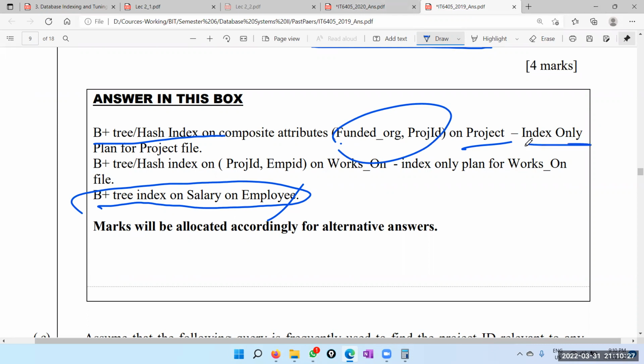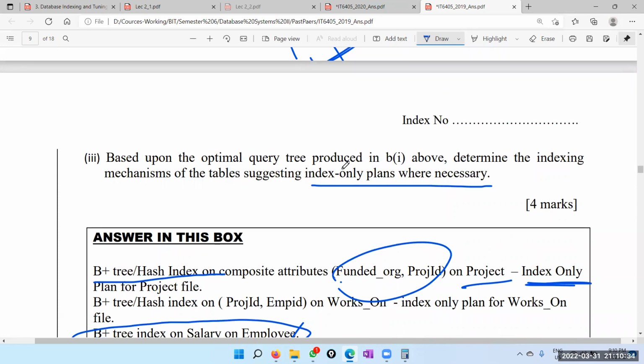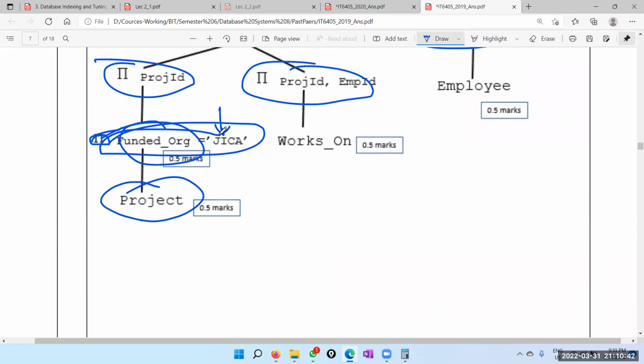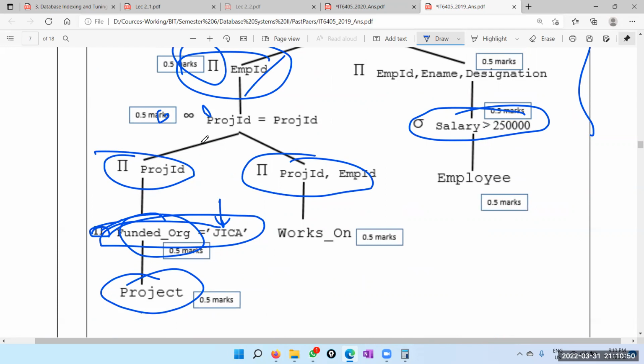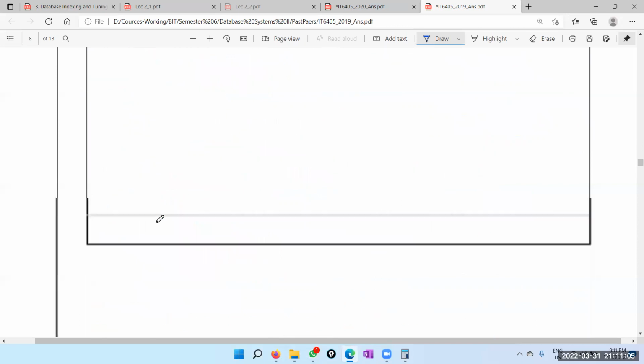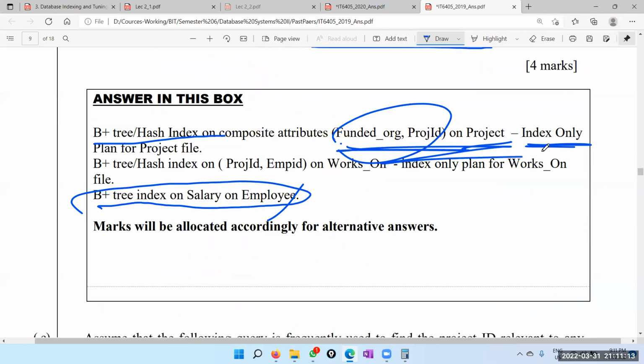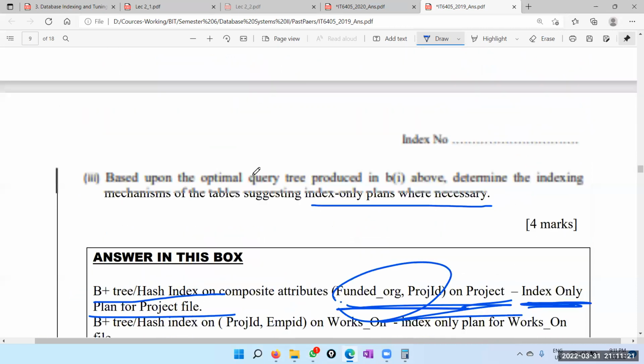That is because they ask you to check the possibility of an index only plan, right? I forgot about that. Index only plan. Then it's better to go for it, because we have the funded organization, but you have to join it using project ID, right? So therefore, we can go for a multi-field index, so that we don't have to go to the data file; the funded organization and the project ID, both. Because the examiner specifically says try to use index only plans, okay?